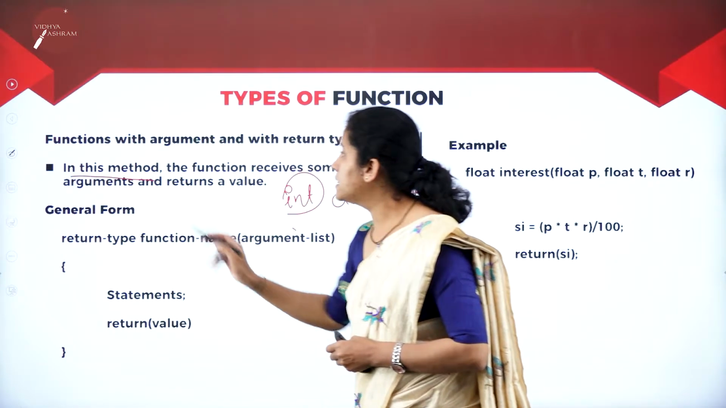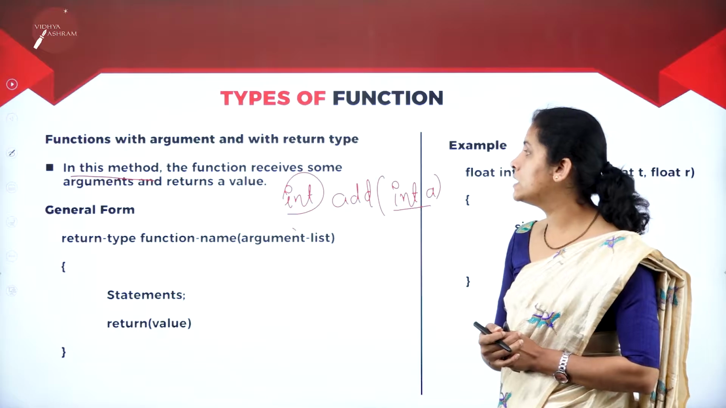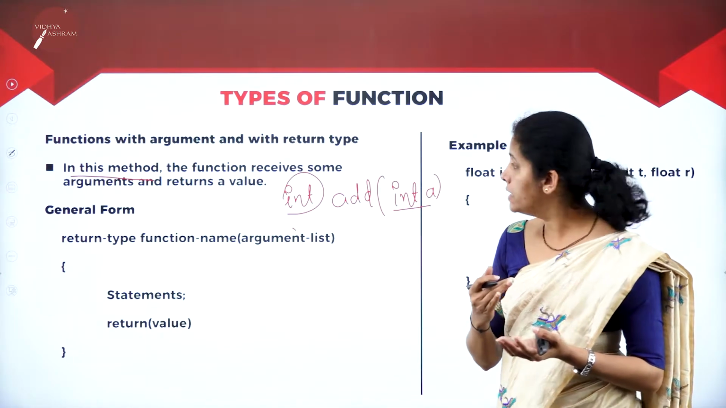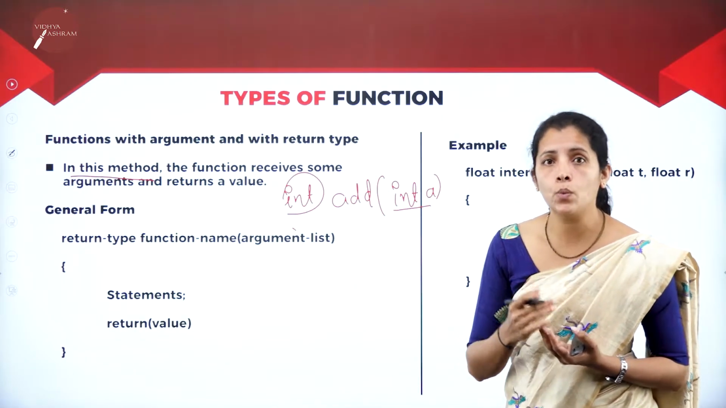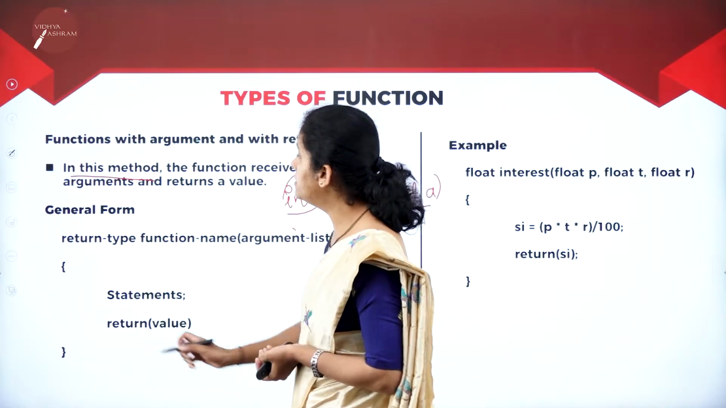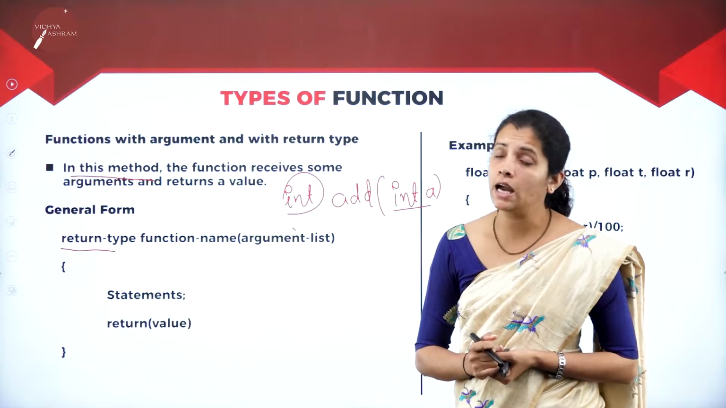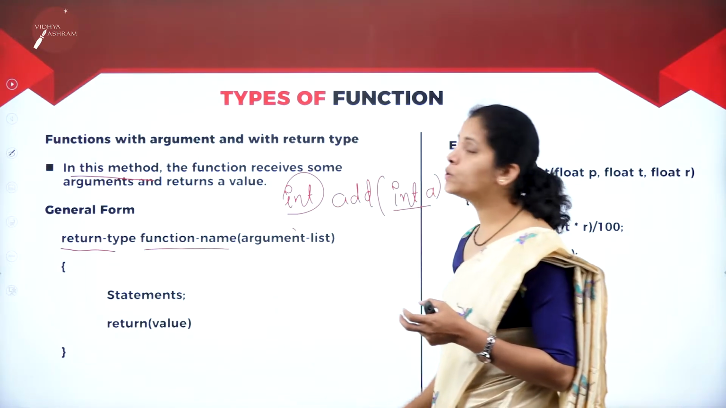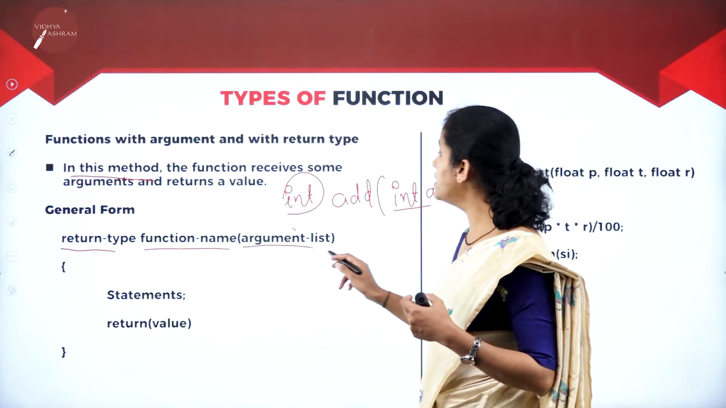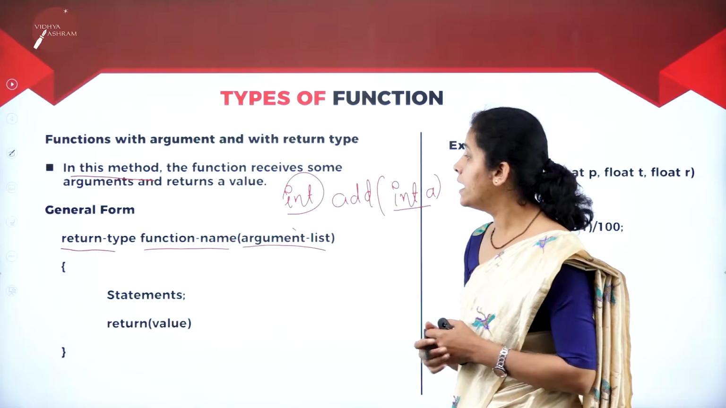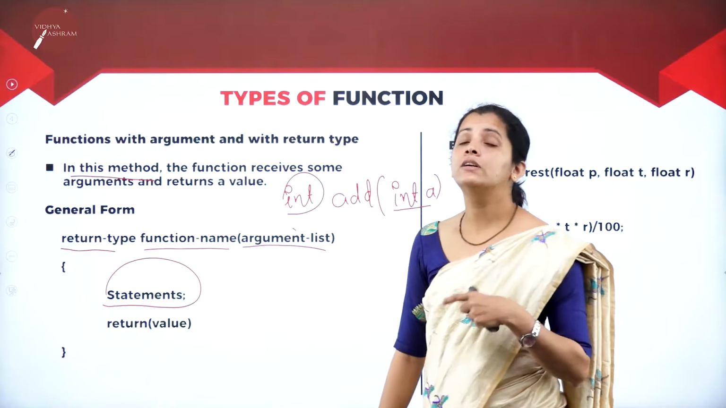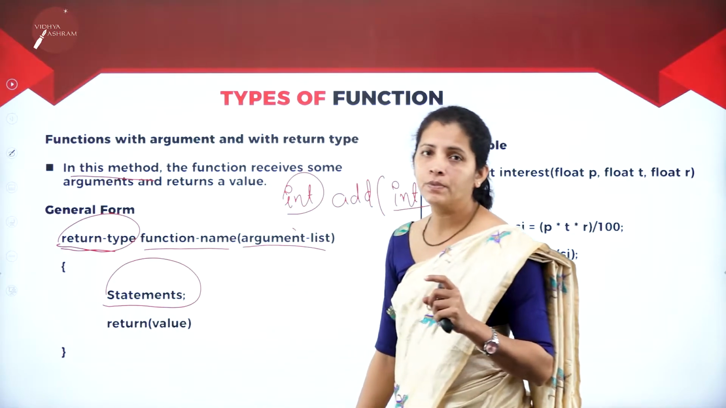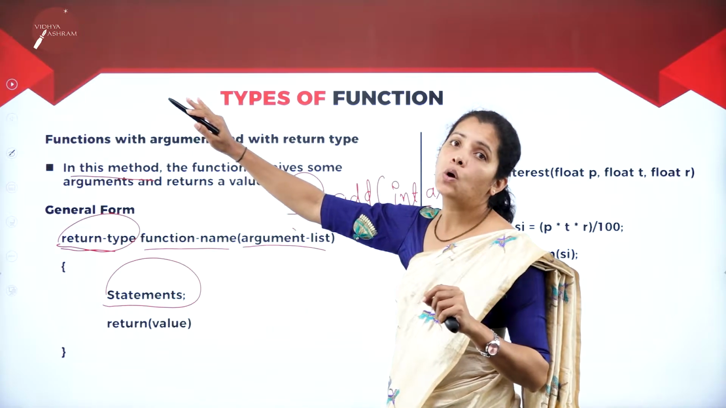Now in this method, the function receives some arguments and returns a value. If I consider this example, the functions are able to receive the values and they are also responsible for returning the value. Now this is the general syntax. At the beginning I have the return type specifier, that is any data type I can specify. Along with that, I have the user defined function name and the list of arguments. Along with that, I have a block of statements. After the execution of the block of statements, I want to return the value because I have a return type here. For that reason, I want to return the value to the calling function.